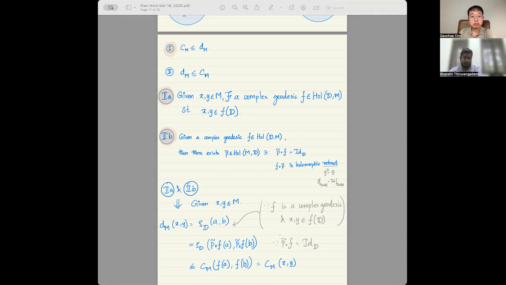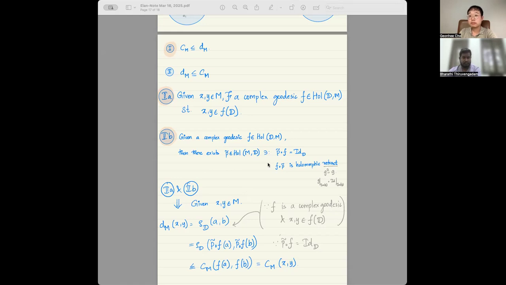So that's one point. But the question here that I had in mind is, given 2 points in a manifold, why should there exist a complex geodesic F such that it contains both the points X and Y? X and Y are arbitrary points in the manifold. So this was one. This was first. I felt like this should be the first part of the second question.